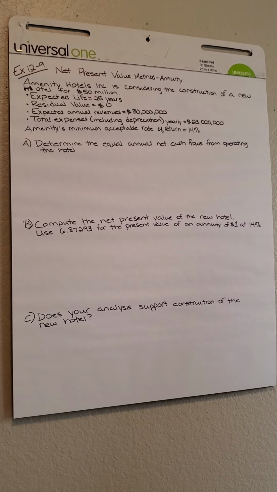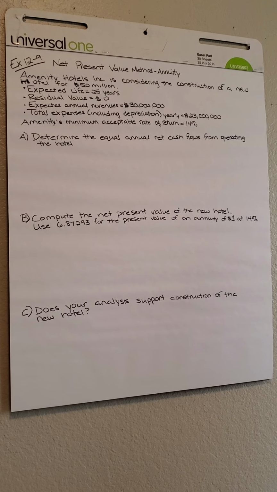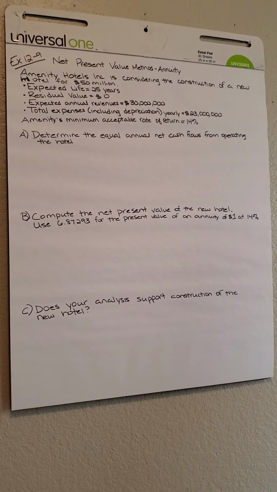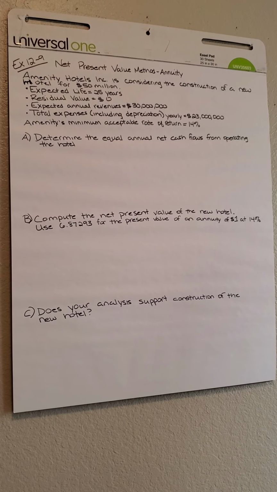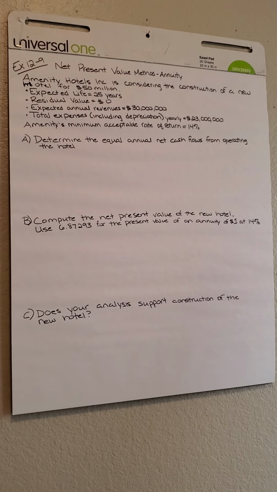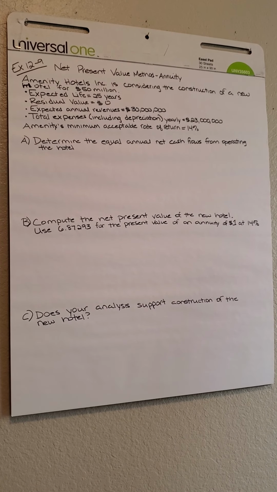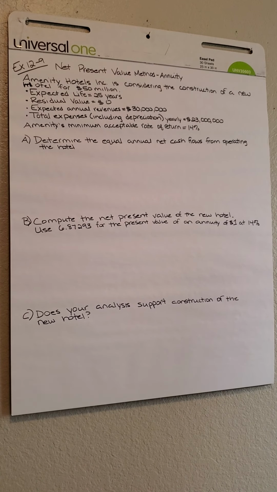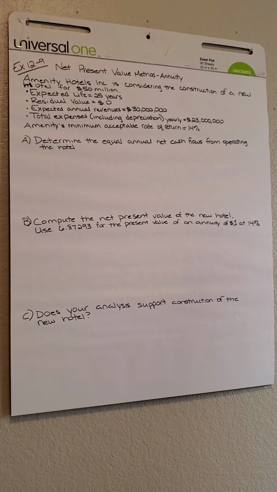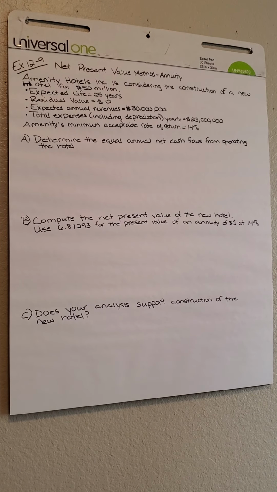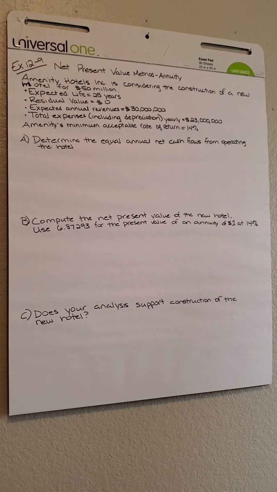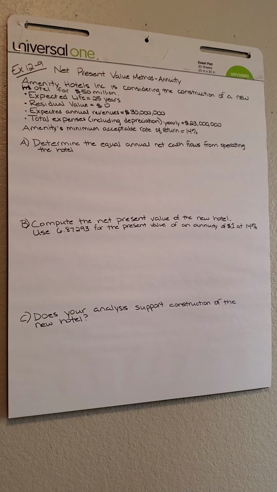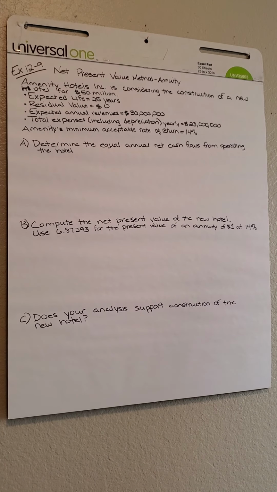Hi everyone, we are going to do exercise 12-9 now, and we're looking at the net present value method of an annuity to determine whether or not we want to construct this new hotel. Remember, whenever we're looking at the present value of an annuity, it means that we're looking at the present value of the annual returns that we're going to receive over the life of the project, and what is the value today of the returns on this investment in the future.